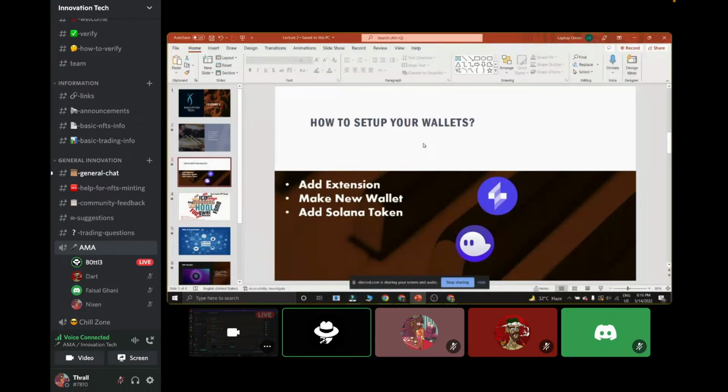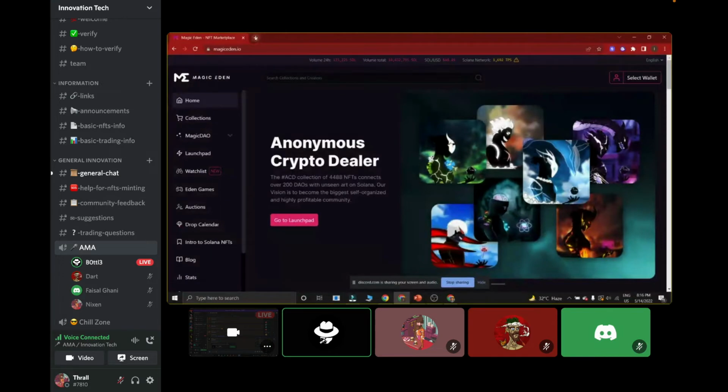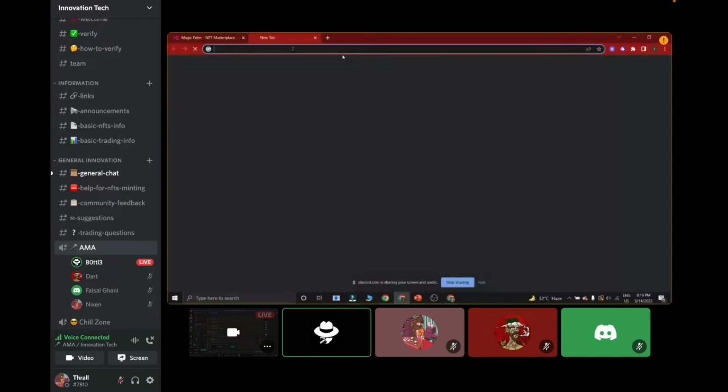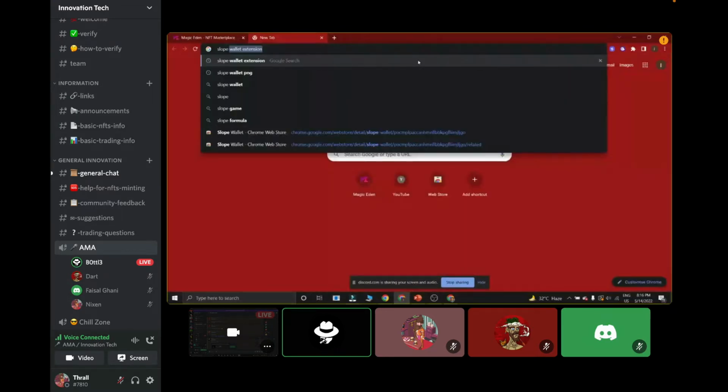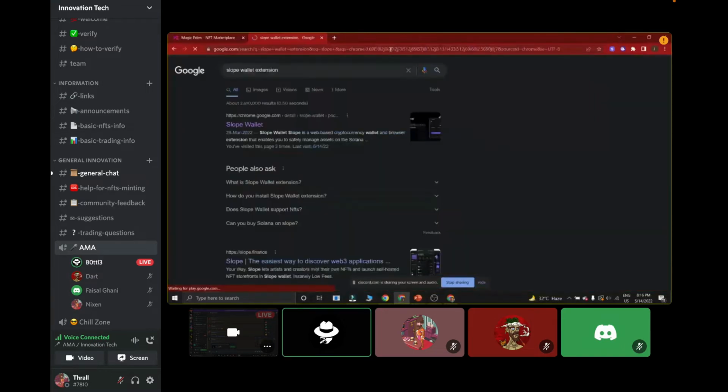The first thing we will learn is how we can set up our wallet. For that, let's move to our Chrome browser. Yesterday I told you how you can add your wallet extensions. You just need to search for Slope wallet extension or Phantom wallet extension, then hit the first link, and here you can just add the extension.